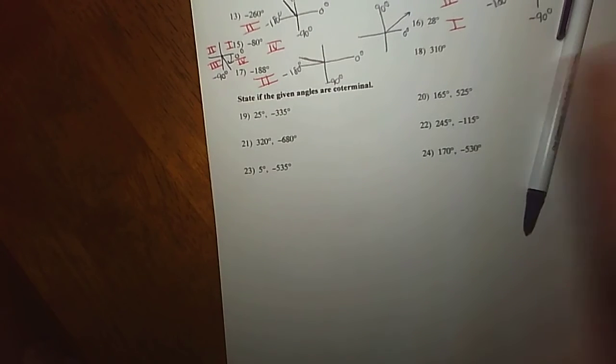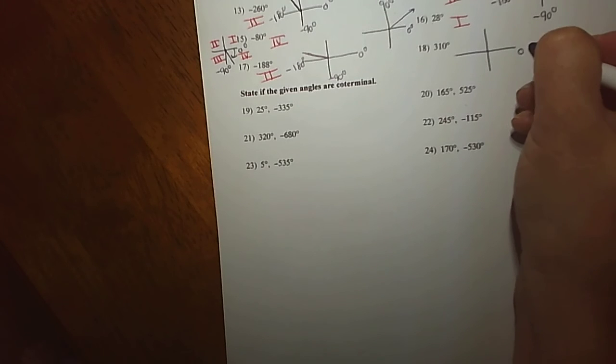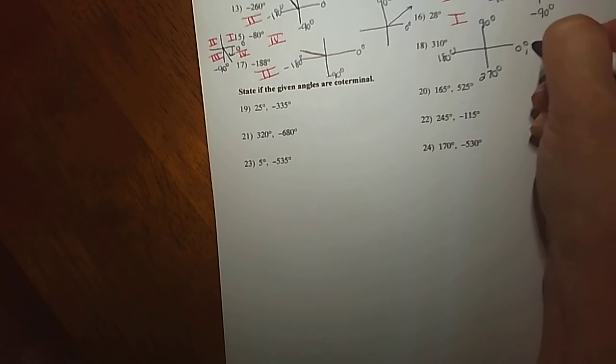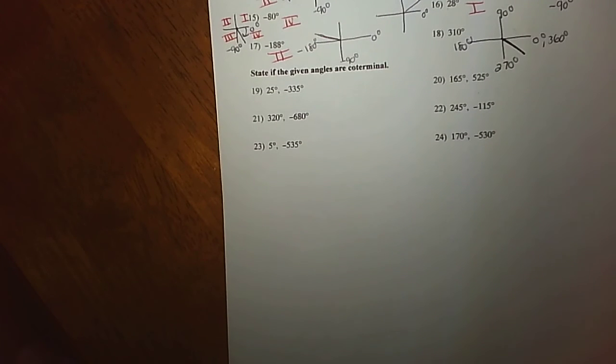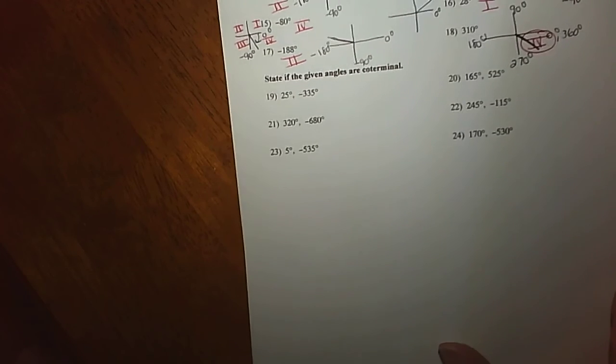And 310. 310 is positive. Positive means I'm going up. So this is 0. Positive 90. Positive 180. Positive 270. And back around again would be 360. So 310 is kind of close to 360, and that is quadrant 4. All right, so that's how you do the quadrants. You actually have to make the sketches.